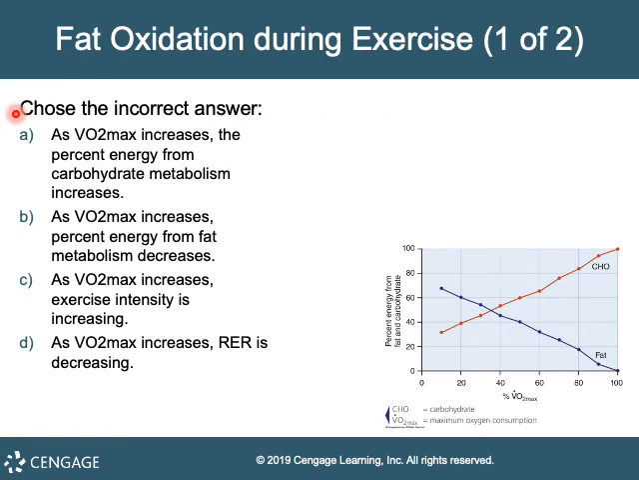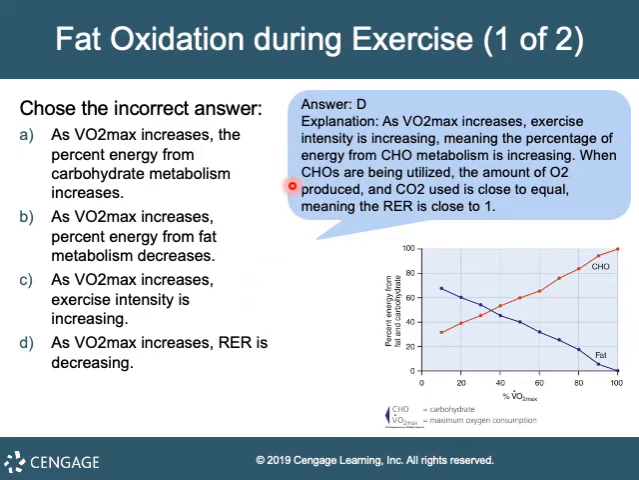In this slide, you are to choose the incorrect answer. If we look at A, as VO2 max increases, the percent of energy from carbohydrate metabolism will increase. And as VO2 max increases, the percentage of fat metabolism decreases. And as VO2 max increases, exercise intensity will also increase. So A, B, and C are correct, and D is incorrect.